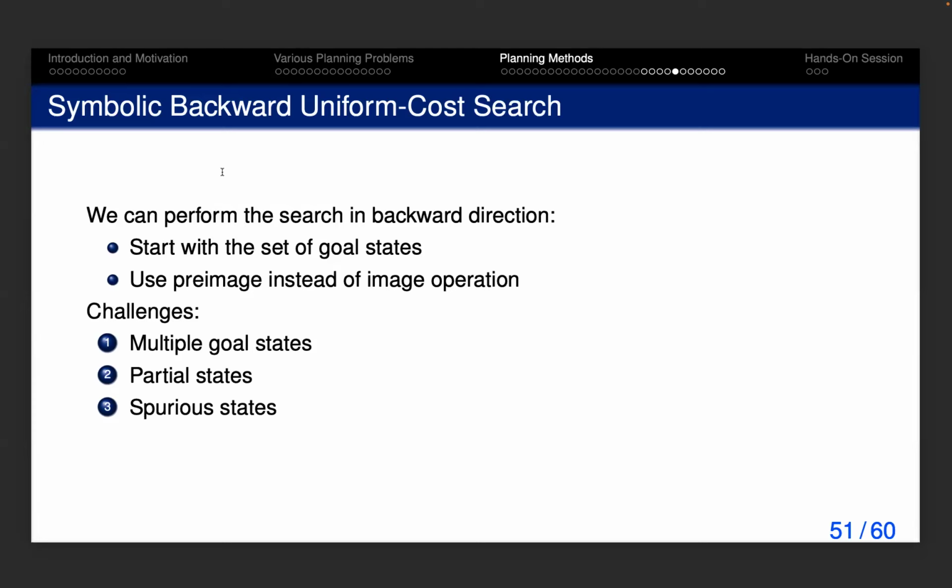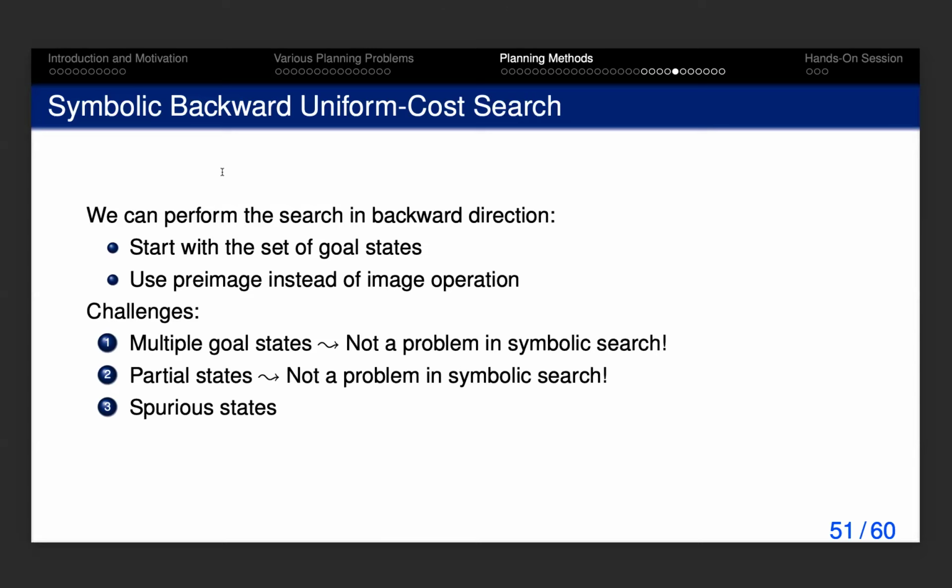If you do a regression, right, you can have multiple predecessors. Applying an action always leads you to an individual successor state, but doing the regression can lead to multiple states. But because we talk about sets of states in symbolic search, we get it for free. So we don't care that we talk about sets of states. That's a really cool thing here. And the next thing is spurious states, that are states which are not reachable from the initial state, but could lead to your goal state.